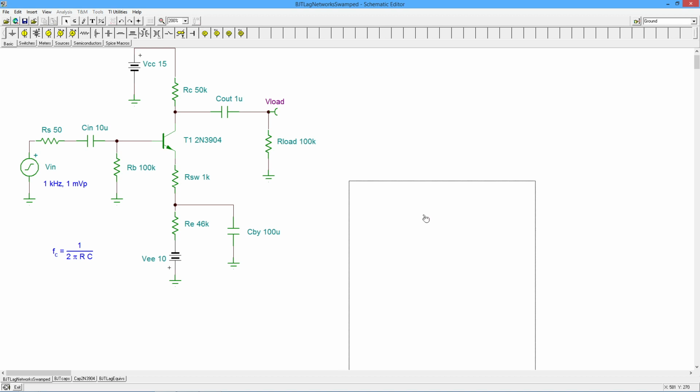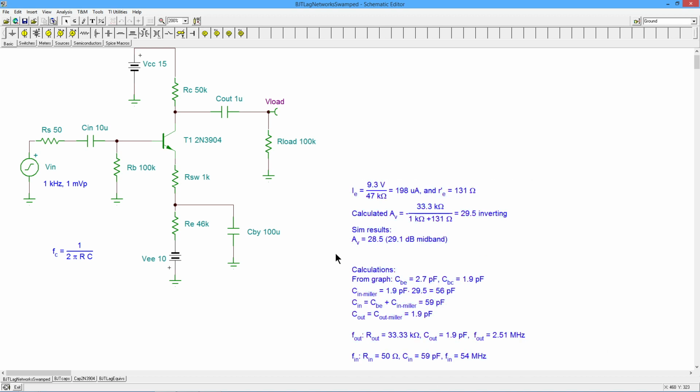Okay, let's pull this up a little bit higher. All right, so as I said, we pulled off of the data sheet 2.7 picofarads for base emitter, 1.9 for the base collector. The C in Miller, we just took the gain, the 28.5 plus 1 times the 1.9, got 56 pico for that. Added in the CBE, there's the 59, and then the C out was just the C out Miller. All right, so basically 29.5 over 28.5, 1.9.